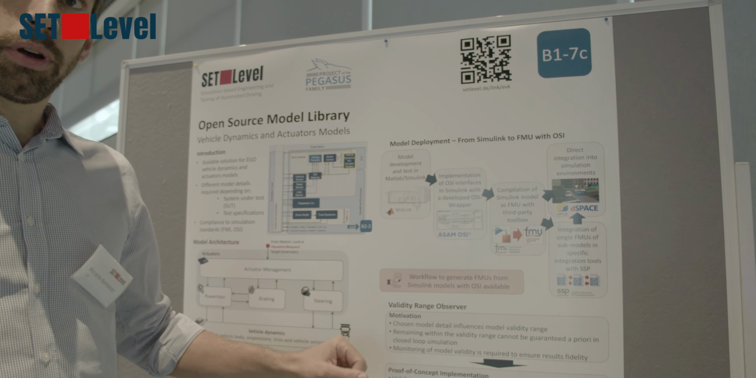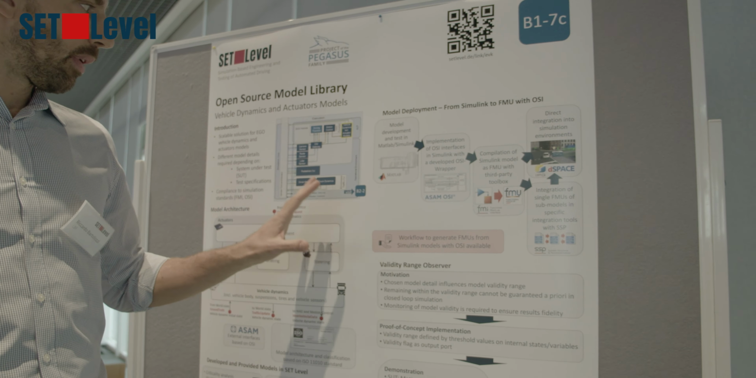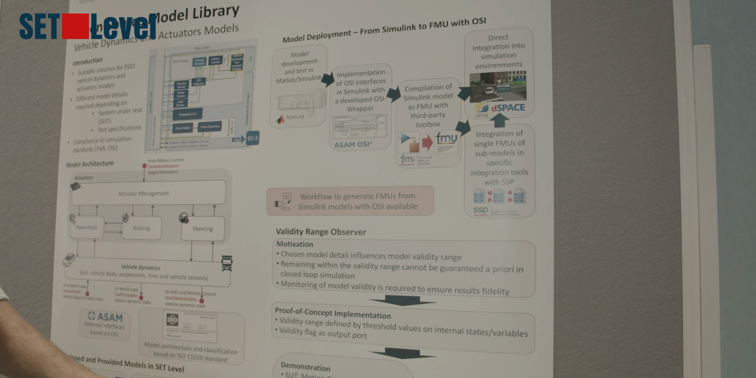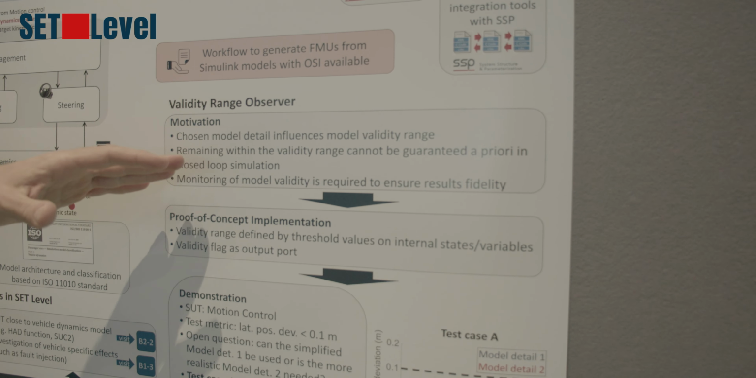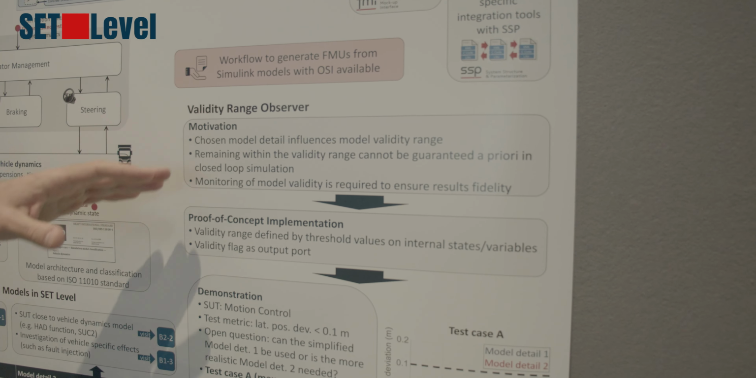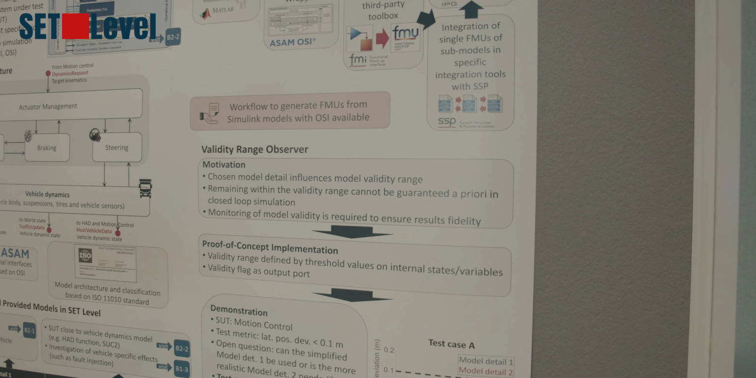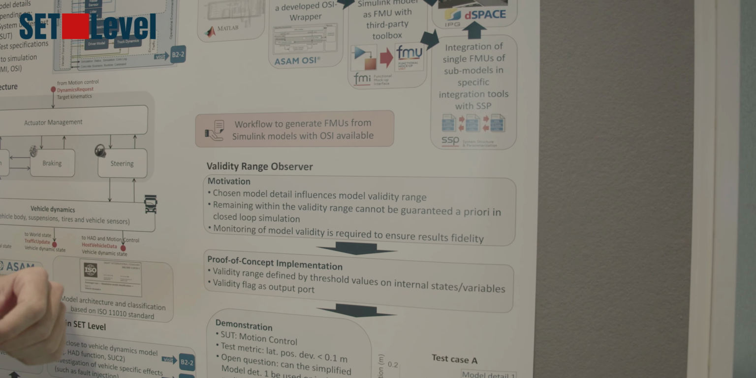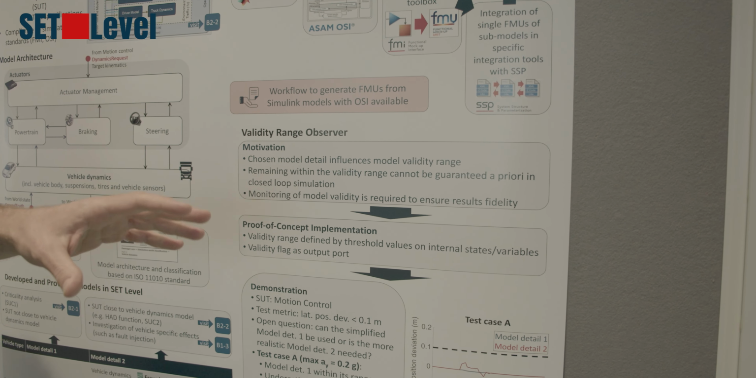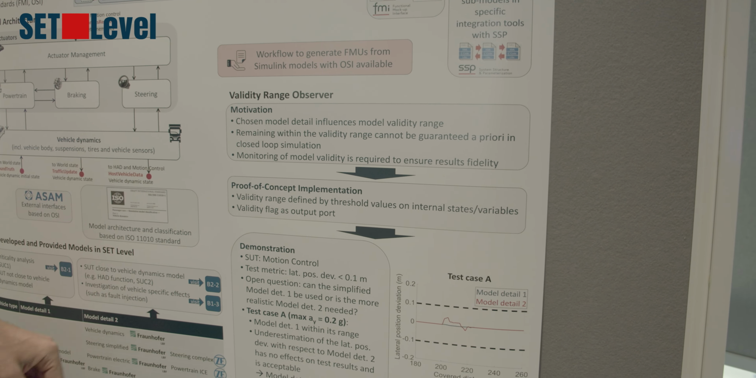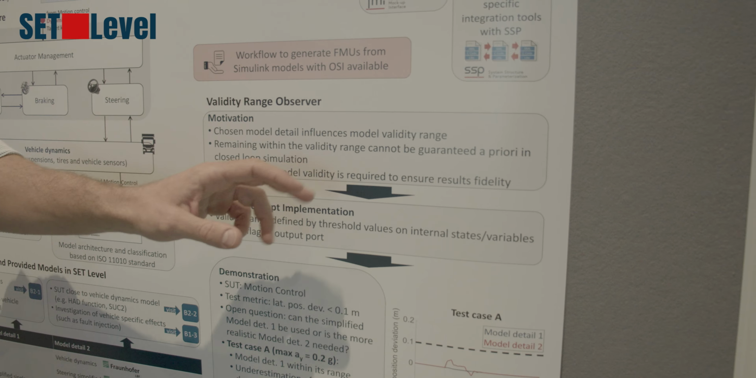This is a little bit of an in-depth topic: the validity range observer. I showed before that we developed models with different levels of detail. That means that we have different models which behave differently and which, of course, have different validity ranges. The problem here, and the motivation of this part of the work, is that remaining within the validity range cannot be guaranteed a priori, especially in closed-loop simulations. So we implement a model, but we don't really know if during the whole closed-loop simulation this model remains within its validity range. So there is the need to monitor the validity during the simulation in order to ensure results fidelity.